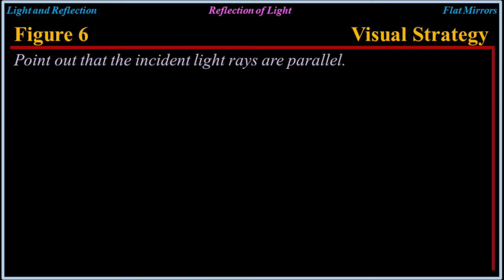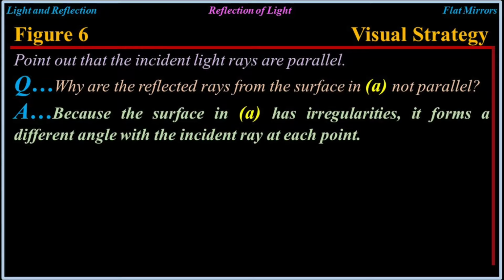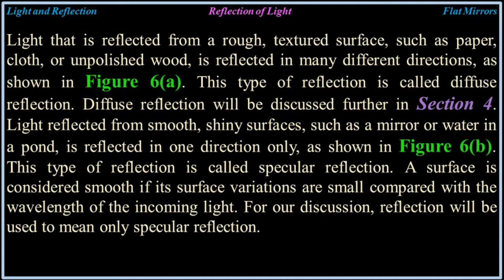Figure 6. Point out that the incident light rays are parallel. Why are the reflected rays from the surface in A not parallel? You want to put this on pause and go back and look at the example. Because the surface in A has irregularities, it forms a different angle with the incident ray at each point.